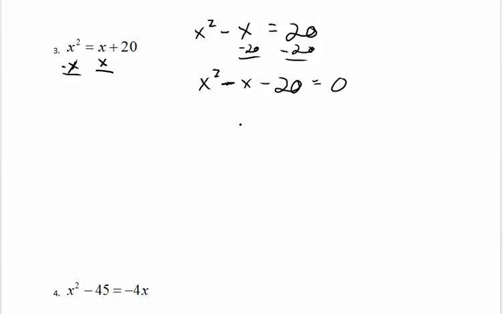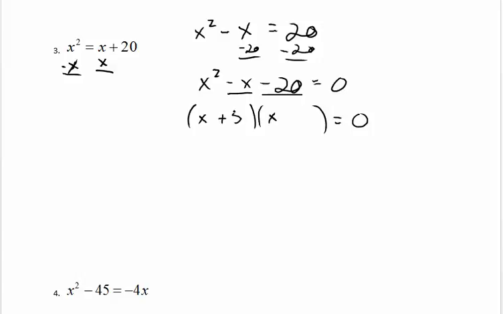Now it kind of looks like the last one, right? Find the GCF. What's the GCF there? There is none. Alright, so move on to your other methods of factoring. This is like the last one. Trinomial. Two numbers that multiply together to give me negative 20, add together to give me negative 1.